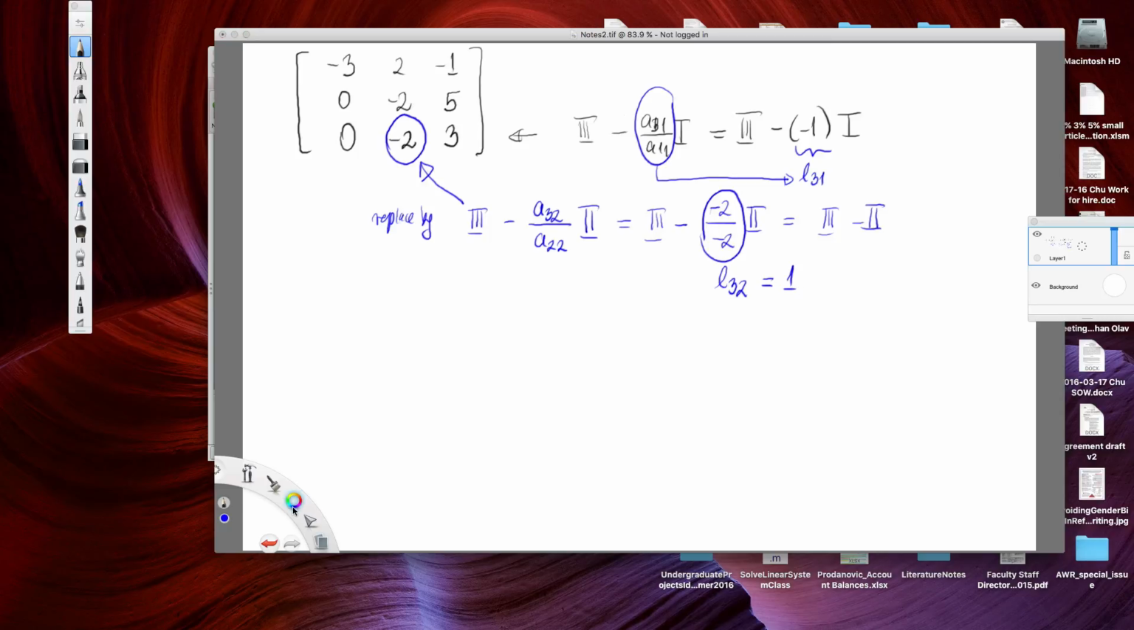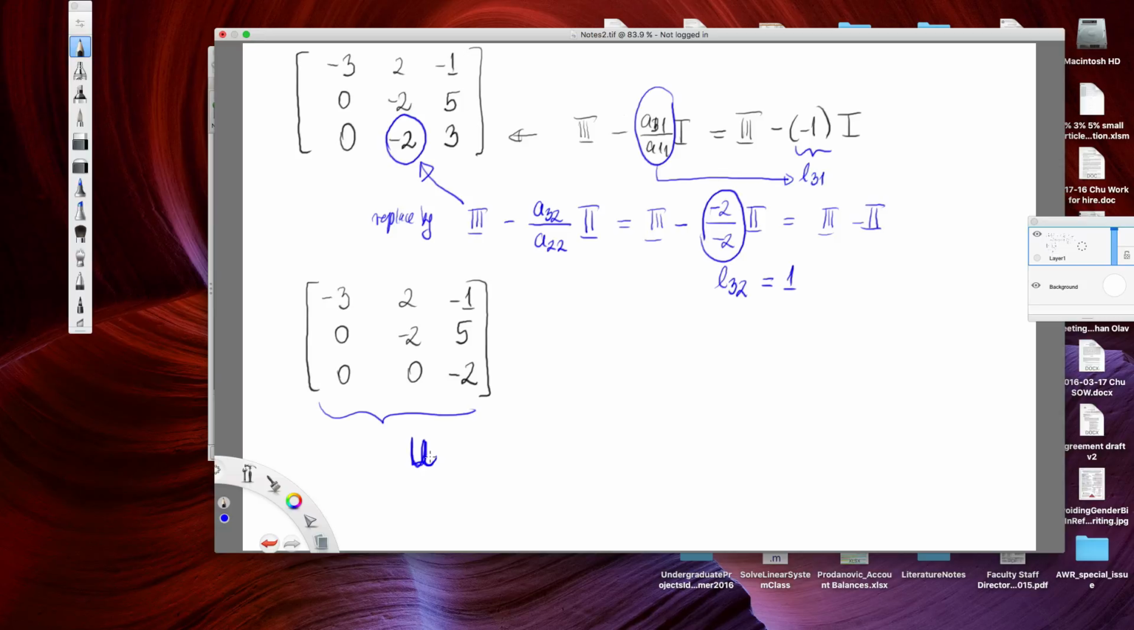Basically the result, once I do that, Barun, can you tell me the third row? 0, 0, and negative 2. So this is my upper triangular matrix, that is actually the U I'm looking for.